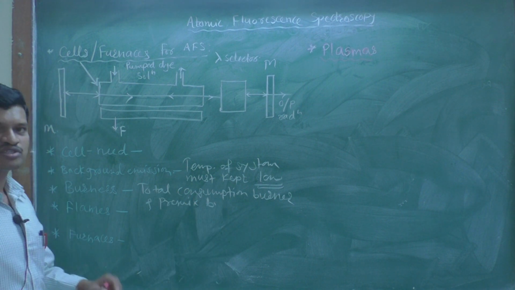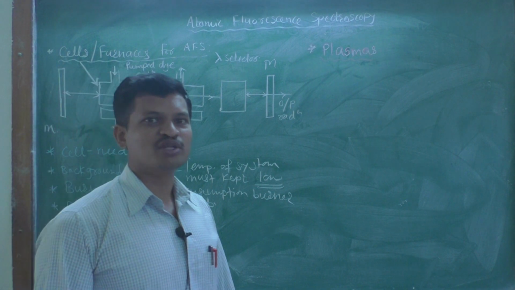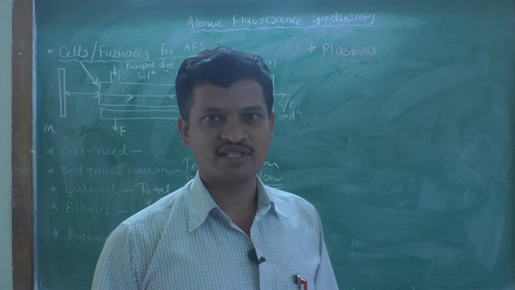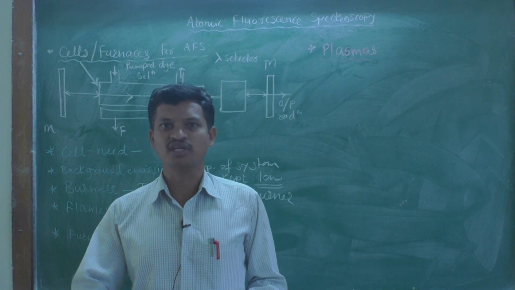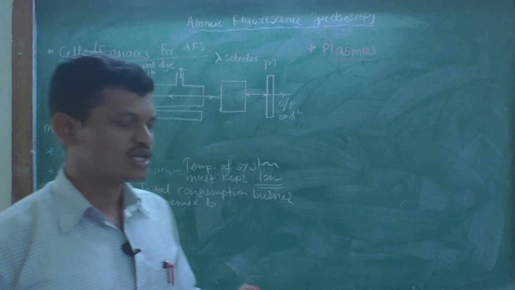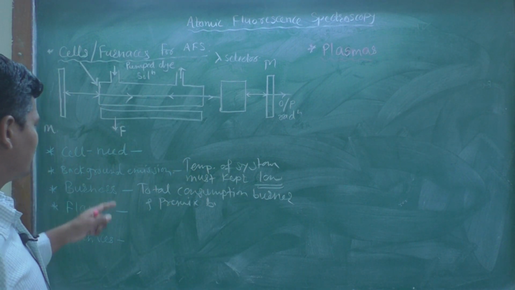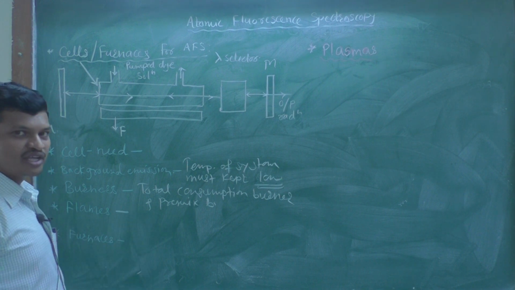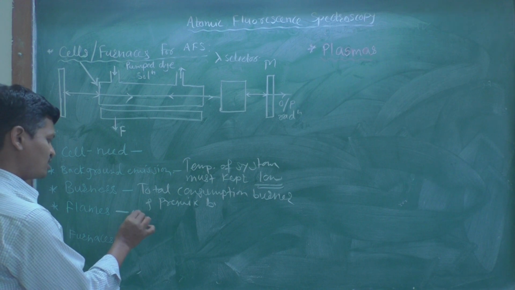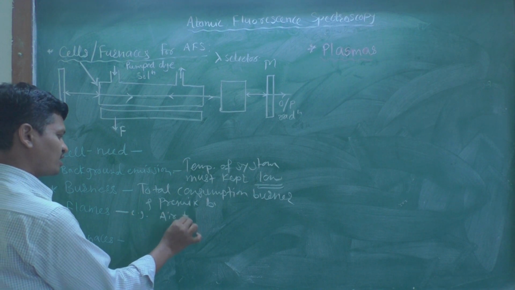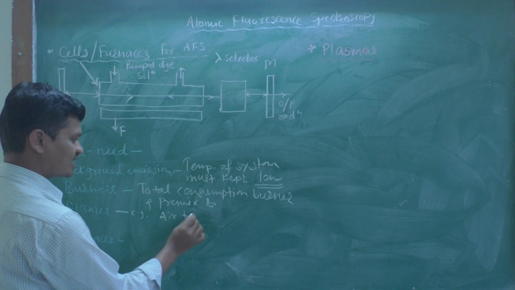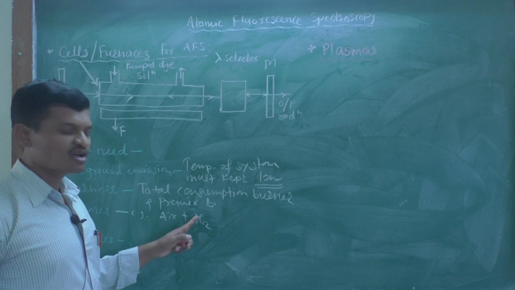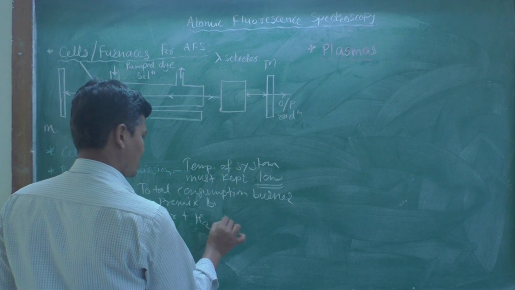Then the next one is flames. What are the sources of oxidant and fuel gas that are used for the formation of flames in atomic fluorescence spectroscopy? It is a flame spectroscopy, so we are using flame here, and different combinations of flames can be used. For example, air plus hydrogen. Here air is acting as an oxidizing agent or oxidant, and hydrogen gas is acting as a fuel.